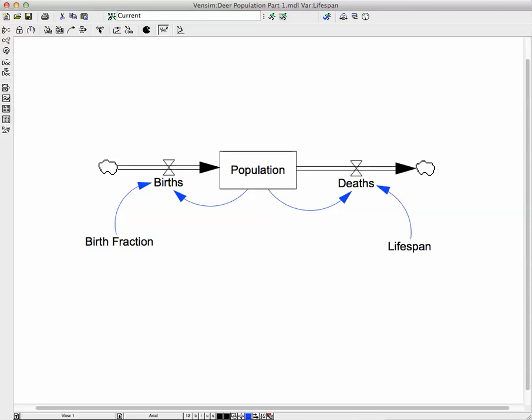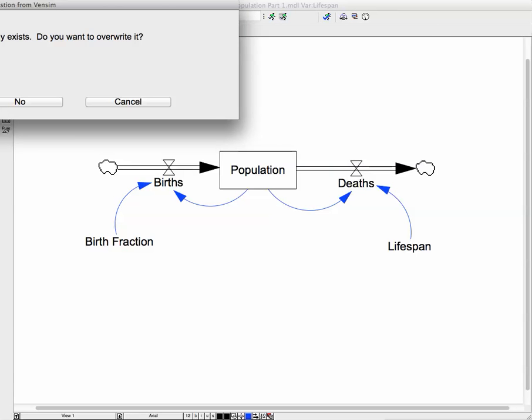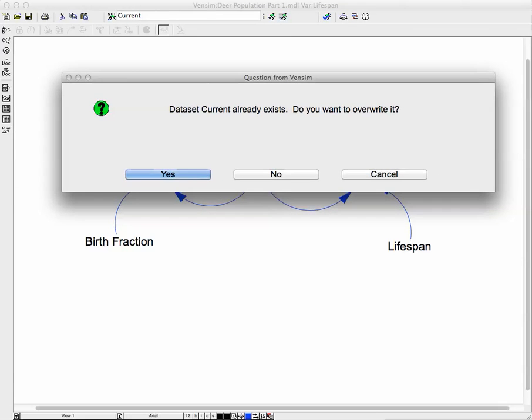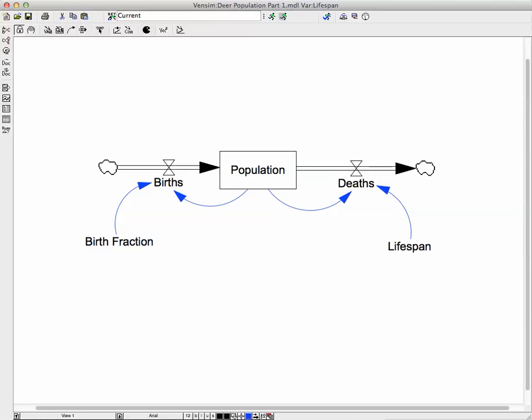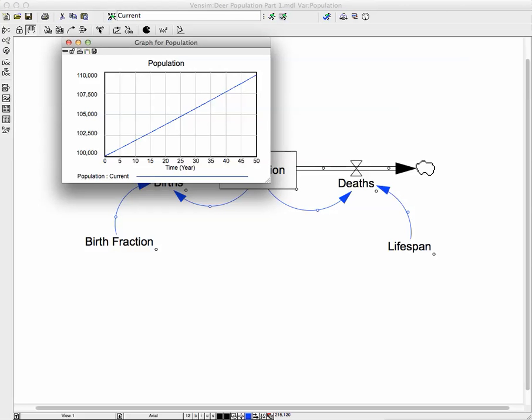Okay, so we've checked all of our equations. We've entered our initial values. We've got our model settings already checked, and we're going to run the simulation. And Vensim wants me to verify that I'm going to get rid of the old data. Yes. And now I'm going to look at the graph. We want to look at the graph for population. Click on that. The graph for population.